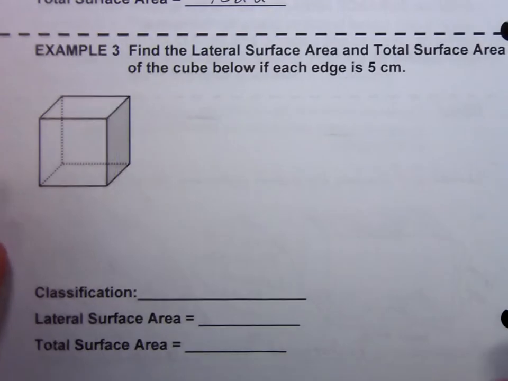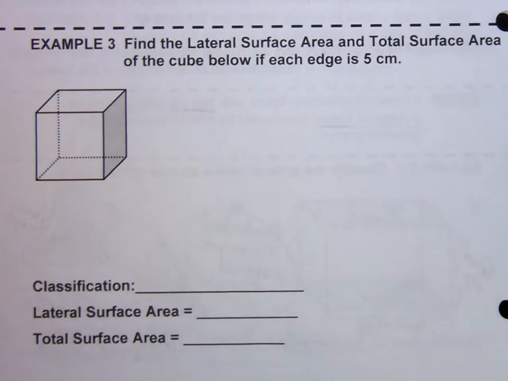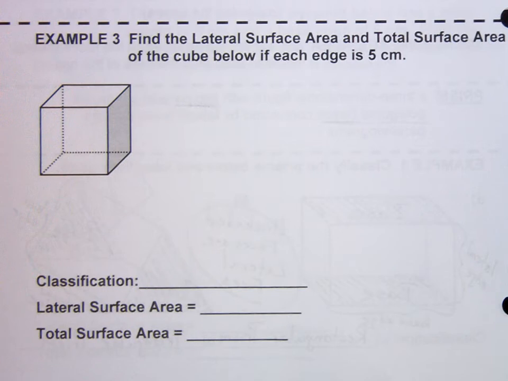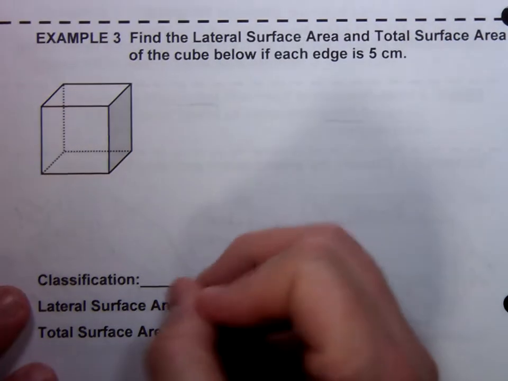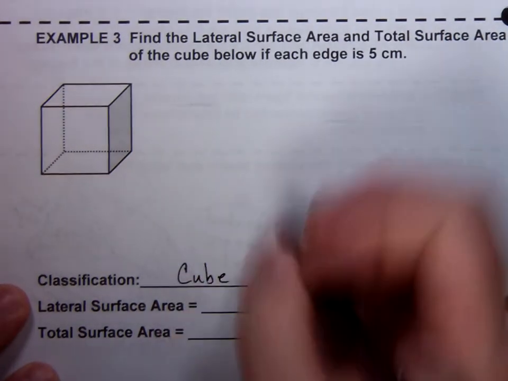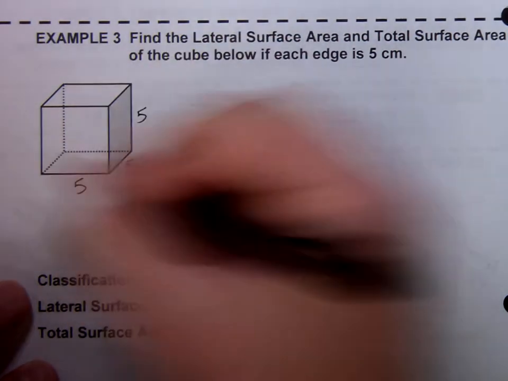All right, let's look at example 3. It says find the lateral surface area and total surface area of the cube below if each edge is 5 centimeters. Now a cube is kind of a special three-dimensional figure. It's a type of rectangular prism where all of the faces are congruent squares, where the length, width, and height are all congruent. So this is a cube, and every single edge is 5. All of the edges are 5.